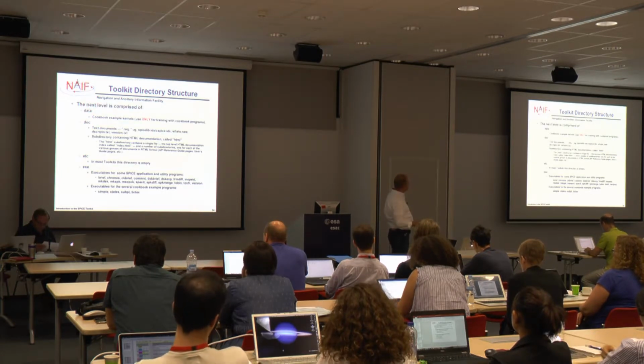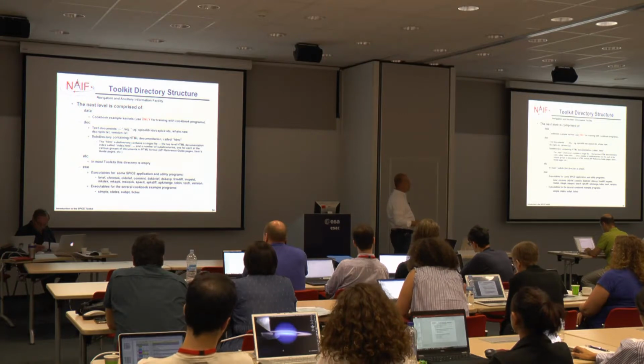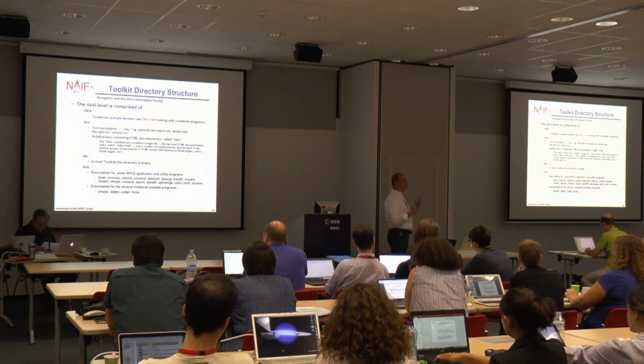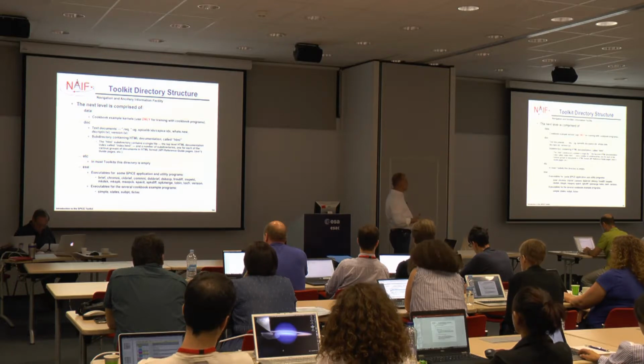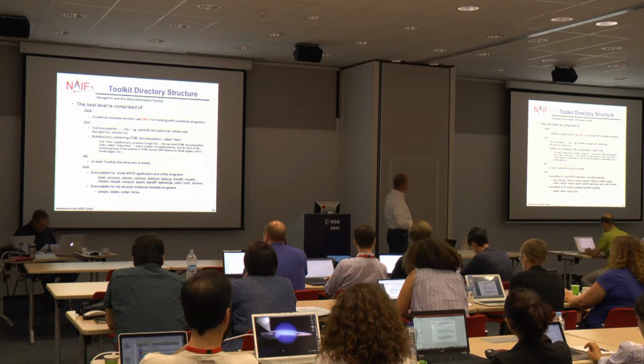So the first one you will see is data. This one does not contain real data. It's just these cookbook kernels that you might need if you wanted to run cookbook programs, so you shouldn't pay much attention to it. The doc directory, on the other hand, is very important because each toolkit includes a full set of documentation applicable to that toolkit.